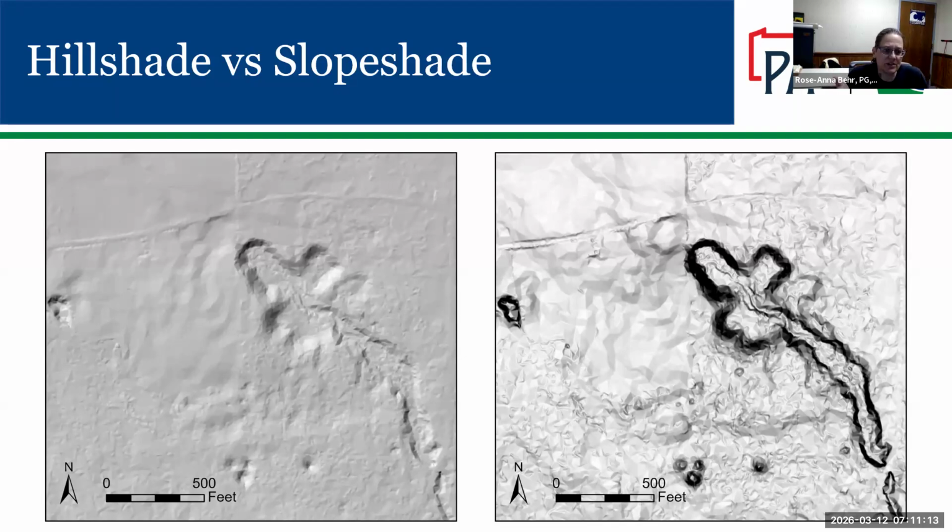Slope shade, which is on the right, that is colored by steepness. So the steep area is dark and the flat area is white. I think this makes depressions and other features pop out more, especially some of the subtle features like a very old logging road. And as a geologist, since I'm interested in the steep areas for potential outcrops, I'm going to go right to those dark areas. Now, the drawback is you can't tell a hill from a hole.